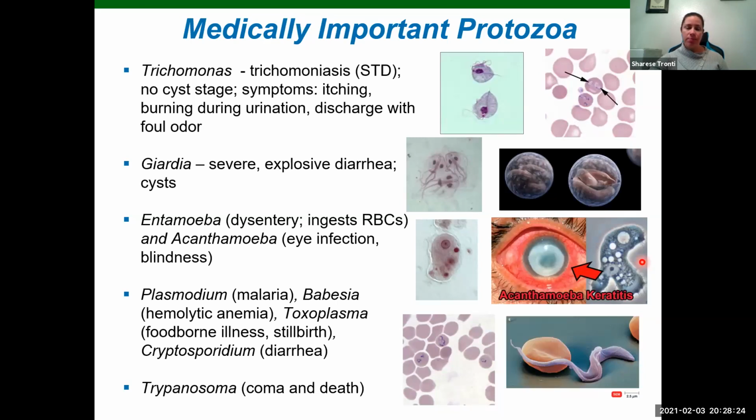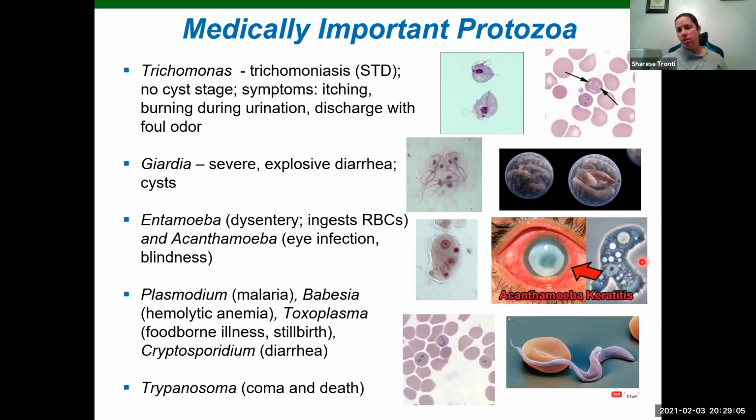Giardia is another example. This one causes severe explosive diarrhea. This one does have cysts. Giardia is usually found in contaminated water sources, and if that's ingested, it's going to survive in the stomach through the cysts and cause disease. We also have Entamoeba that causes dysentery, and also digests or ingests the red blood cells. Acanthamoeba causes eye infection and blindness.